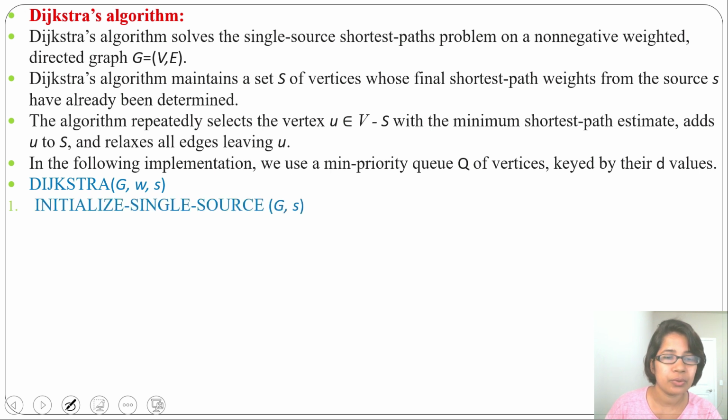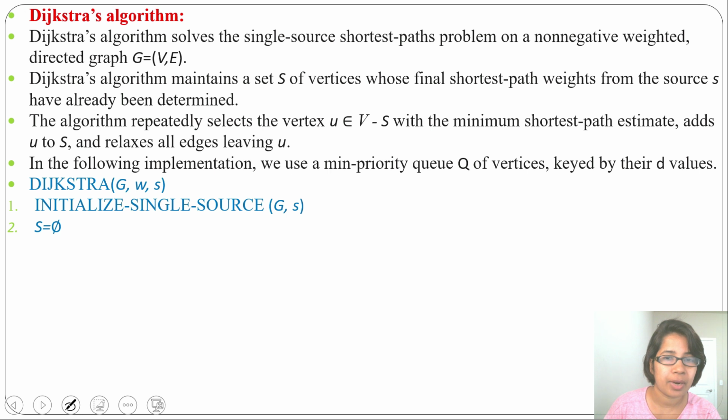So first we'll do initialize single source (G, s). In previous lecture I discussed this initialize single source. For this function, it will add 0 to source, means s dot d will be 0 and all other vertex d will be infinite. So this initialize single source will change source vertex distance to 0 and all other vertex distance to infinity.